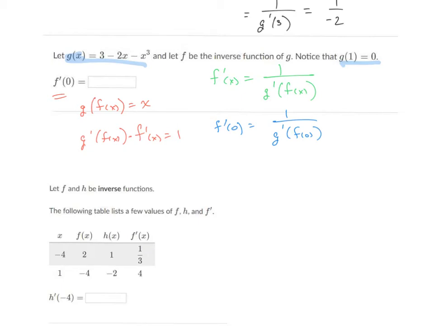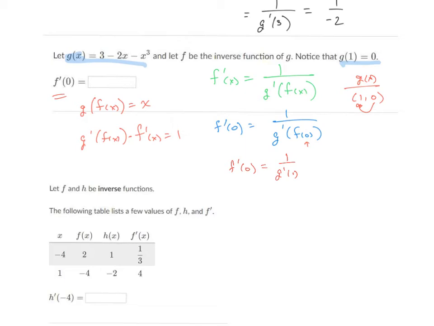So g has given me this thing that for g of x, if I put in 1, I get out 0. Well, if they're inverses, what happens if I put 0 into f? It's going to spit out a 1. So even though I don't know what f is, because they're inverses, I know that's that little flipsy doodle there. So rock and roll. We get f prime of 0 equals 1 over g prime of 1.